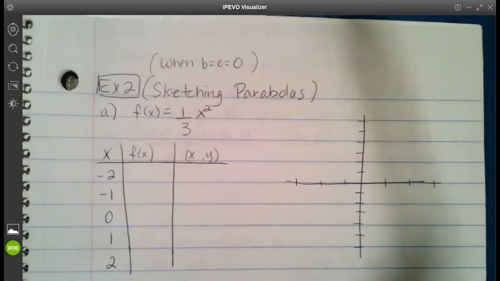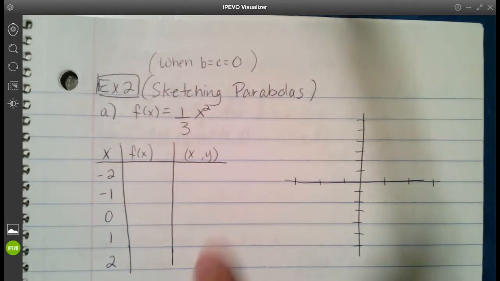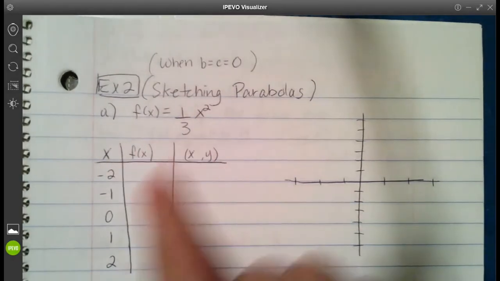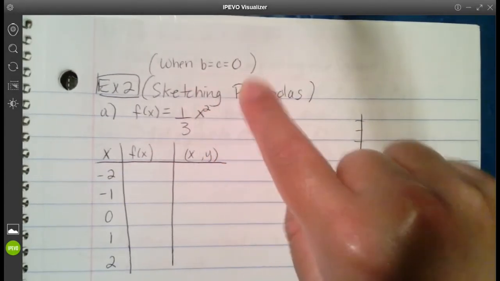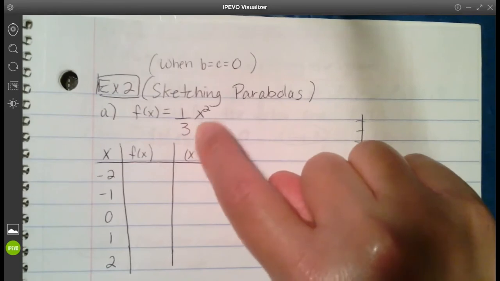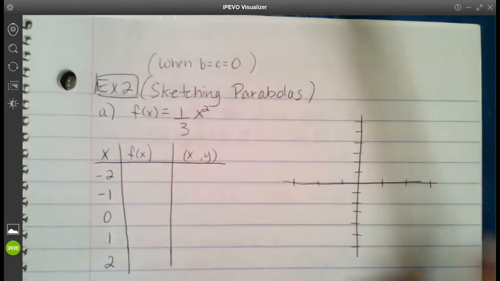So here we have another example, and now what we're going to be doing is actually sketching some of these parabolas. Prior to this, I gave you a little slope type of hint on sketching them. That was more of an approximation. Right here, we're going to be a little bit more detailed on the accuracy of where these points lie. And we're going to do that by using a table. This is assuming when B and C are both equal to 0, meaning you only have the A parameter to work with. So let's go ahead and look at the first part.